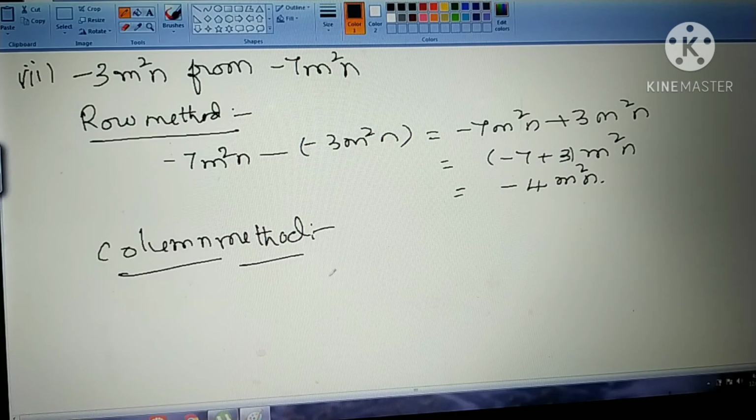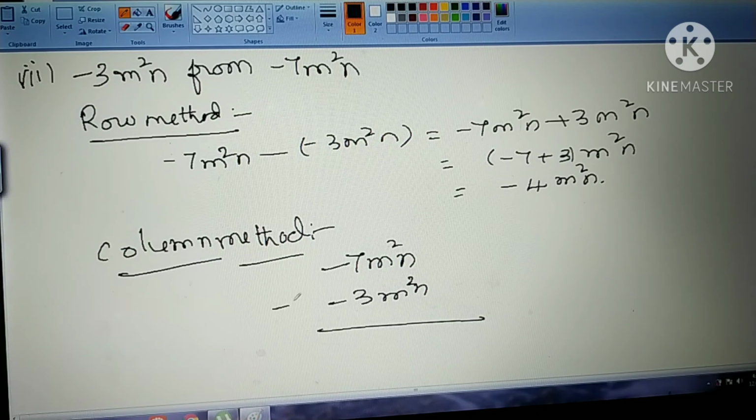So which one we have to write first? From which algebraic expression we have to do? That we have to write first. After that, write down the second one. So which we have to subtract? Minus 3 m square n. Okay. So minus 3 m square n.